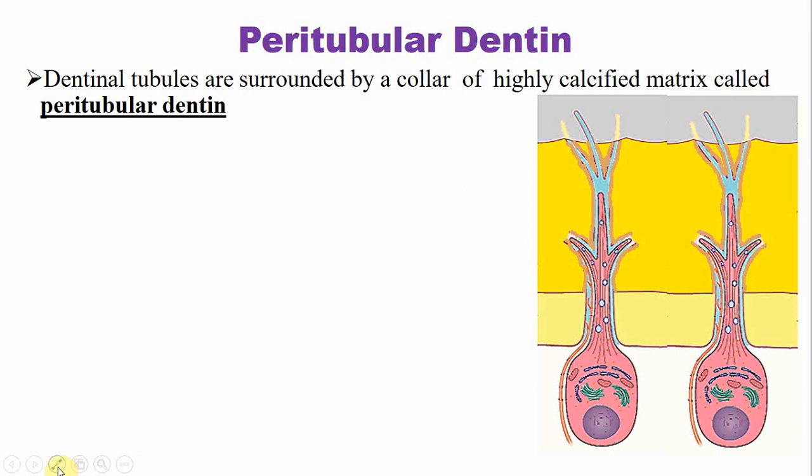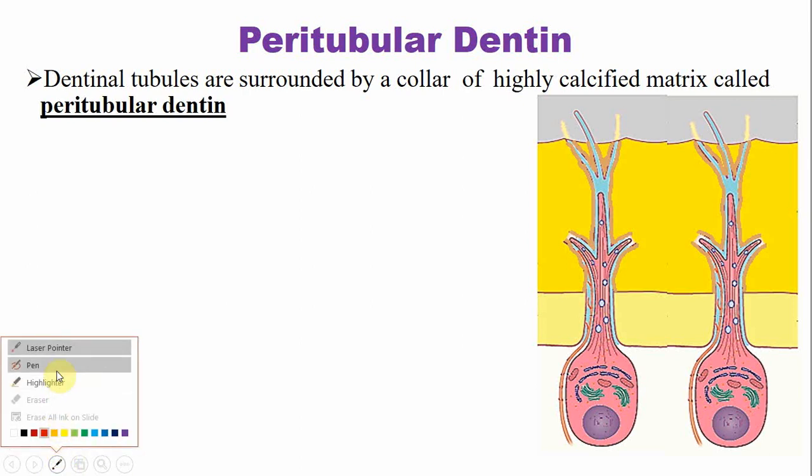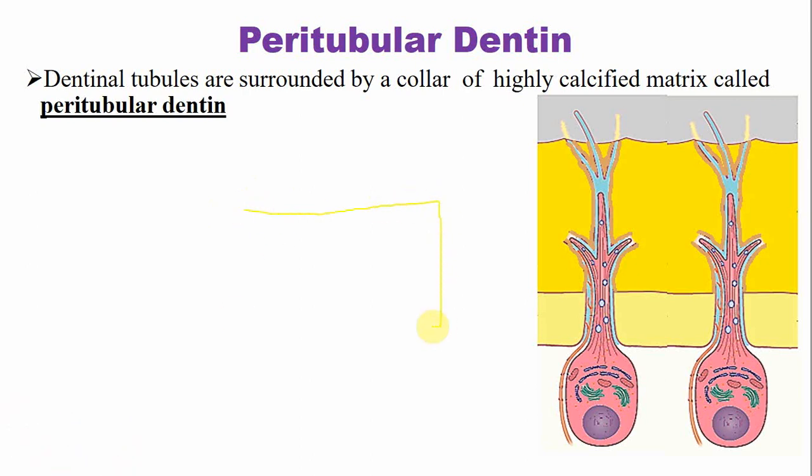Now I'll show it in a cross section. So that was a longitudinal section. So in a cross section, this is a cross section of the dentin. These are the dentinal tubules. 1, 2, I'll draw a few for you. 3, 4, let's draw 5. So there are multiple tubules over here. So this dentin is the peritubular dentin that is surrounding the dentinal tubules.